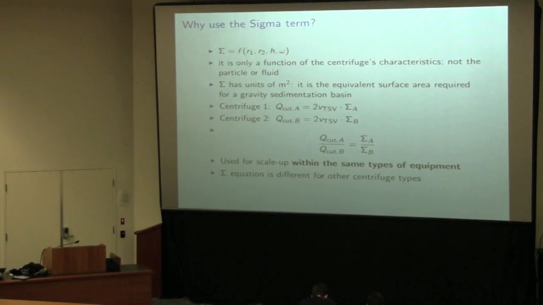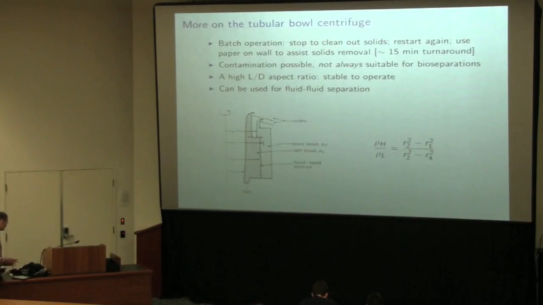I can't take sigma from a tubular bowl centrifuge and apply it to a disc bowl centrifuge. Okay. What do I mean by that? Well, we've so far looked only at the tubular bowl centrifuge. There are other types. So here, let's just finish up on tubular bowl centrifuges. As was asked earlier, well, what happens to the solids? Well, we have to stop and clean them out and restart. And so what we'll often do in companies is put a paper around the wall to assist easy solids removal.